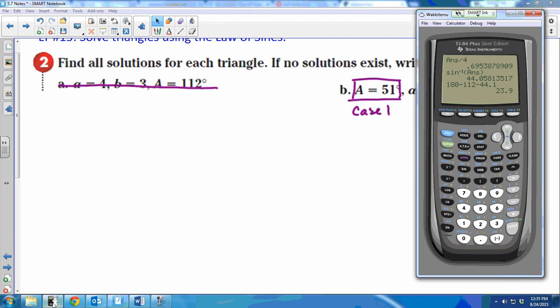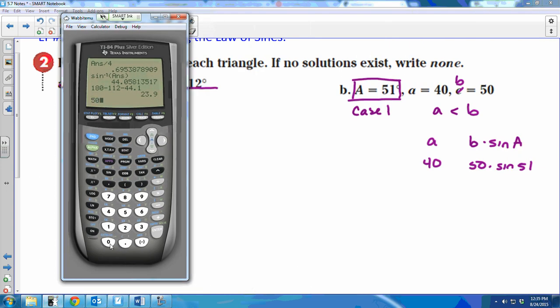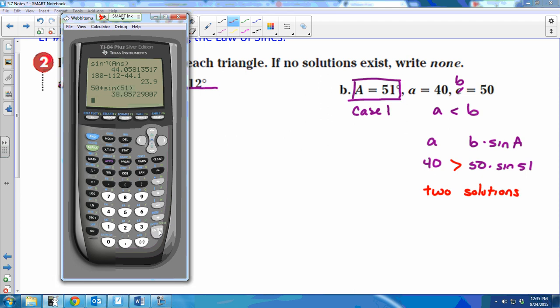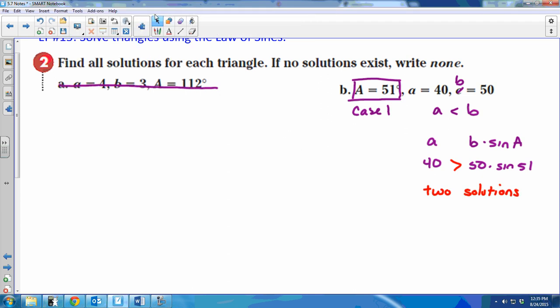Well, 50 times the sine of 51 degrees is 38.8. So A is greater than, and that means there are two solutions. All right, does everyone see how I got two solutions? Yes? Just use the table.